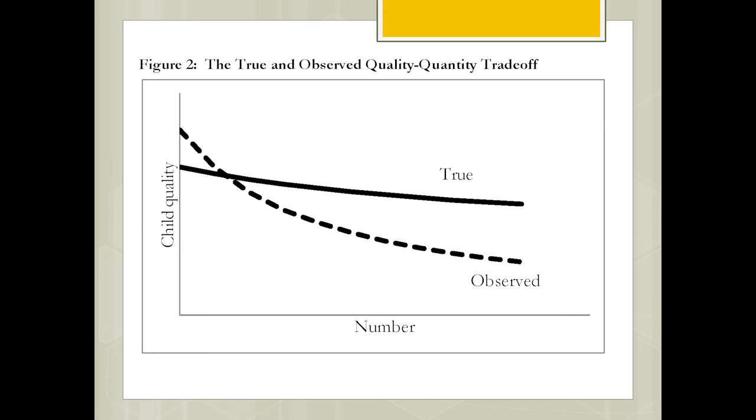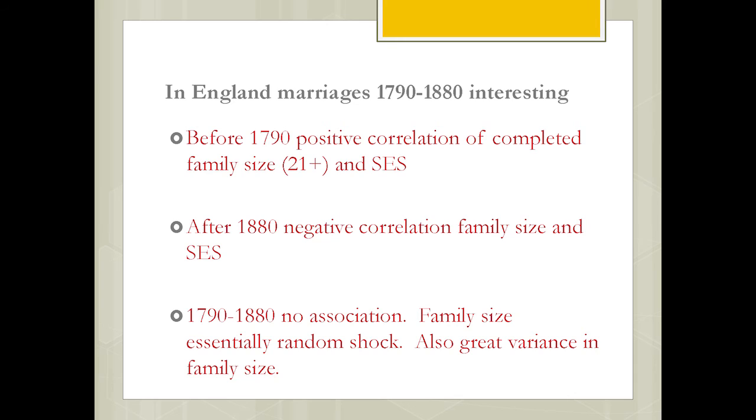But for England, 1790 to 1880, we have this interesting phenomenon that before 1790, there's a positive correlation between completed family size, that's children who reach age 21, and socioeconomic status. After 1880, the correlation is negative, but there is this nice period from 1790 to 1880, marriages from 1790 to 1880, where there's no association, where family size seems to be essentially a random shock, and where there's also nicely great variance in completed family size.